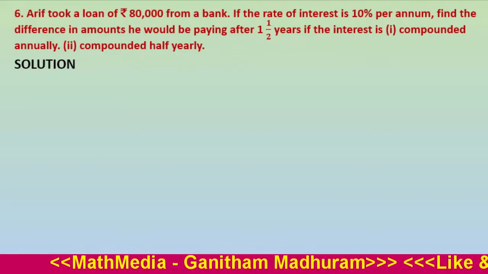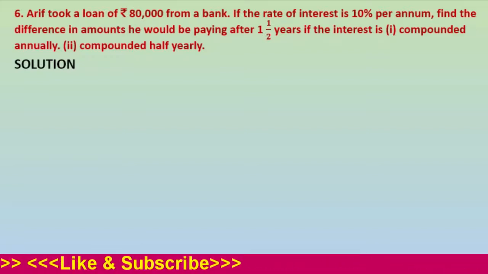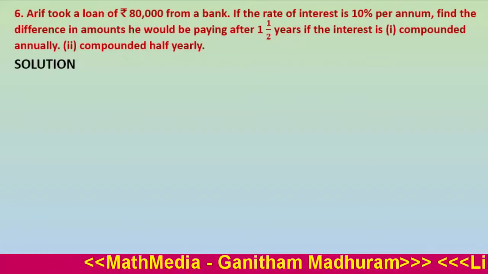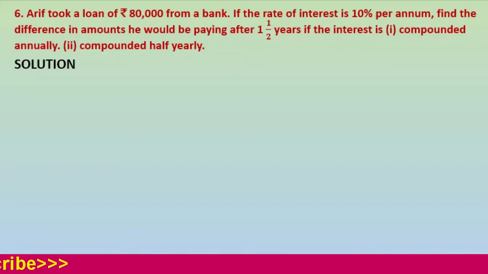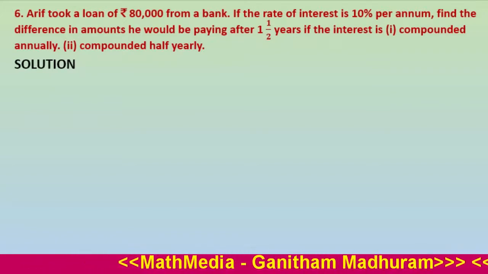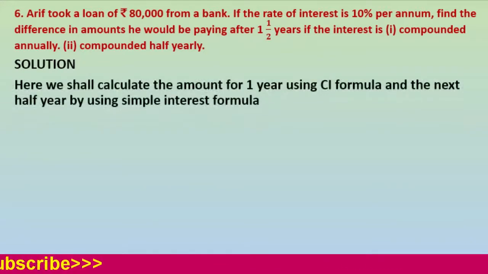The question is clear. Arif took a loan of 80,000 from a bank. Rate of interest is given as 10% per annum. We can find the difference between the compound amount calculated annually and half yearly. Then what would be the difference? So as usual, what is given in the question, we can write it first.